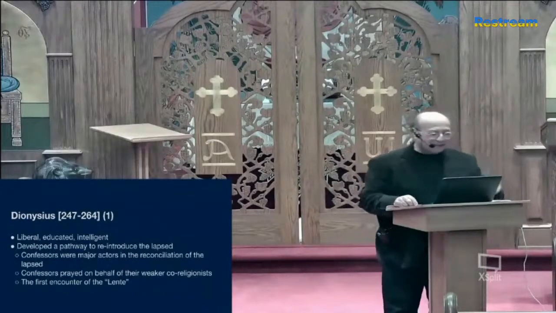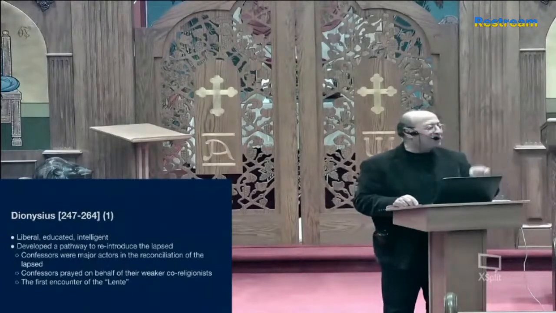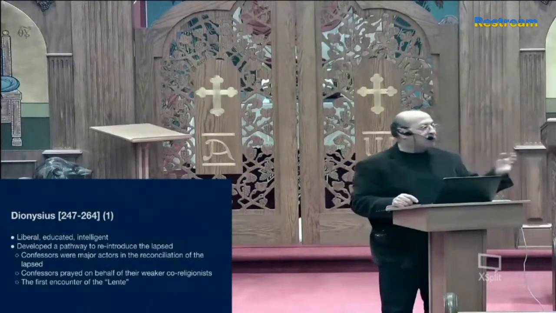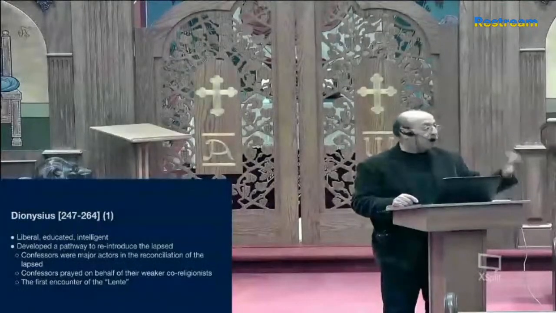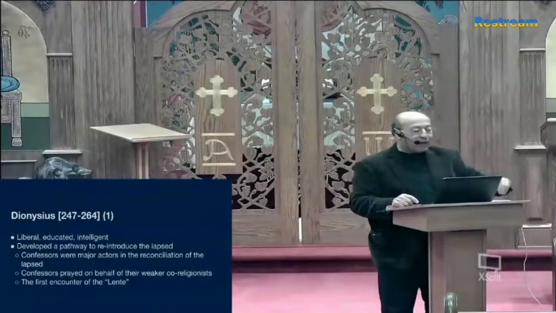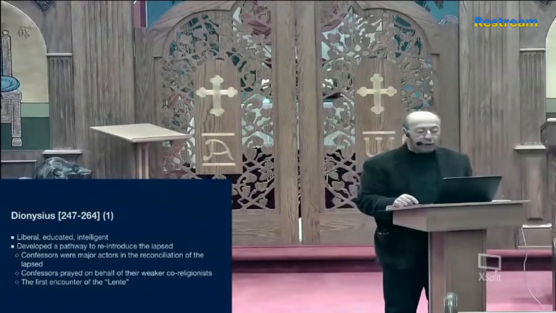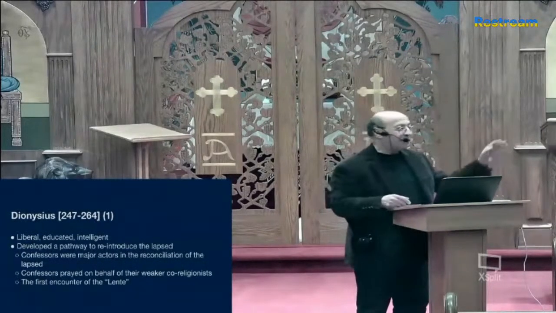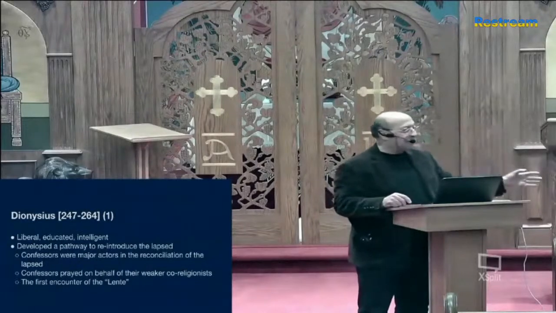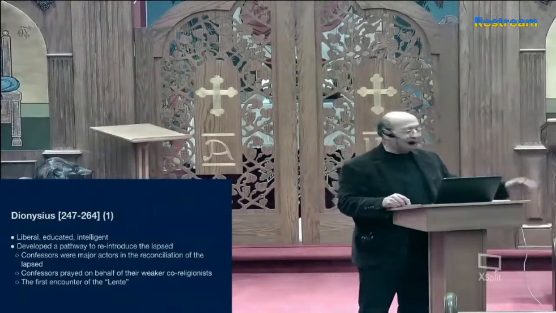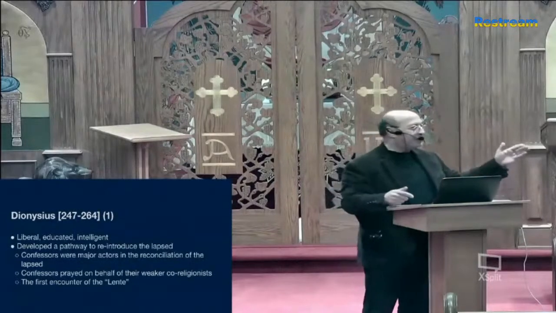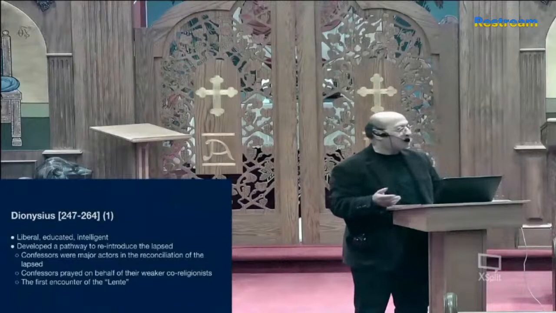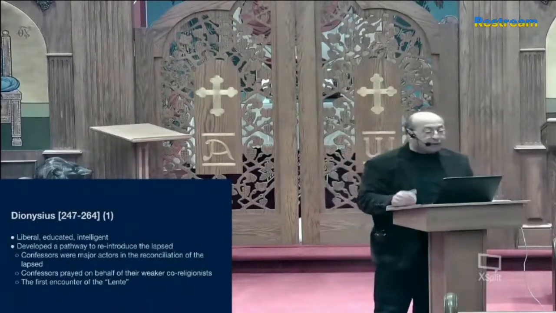So the confessors had an important role with the lapsed. The confessors were brought by the church to pray on behalf of their weaker co-religionists. See, somebody who's really weak and somebody who's really strong. This one suffered almost to death, and this one denied Christ. So the people who suffered almost to death prayed and prayed for them, for the church to accept them. They had a very important role, the confessors.